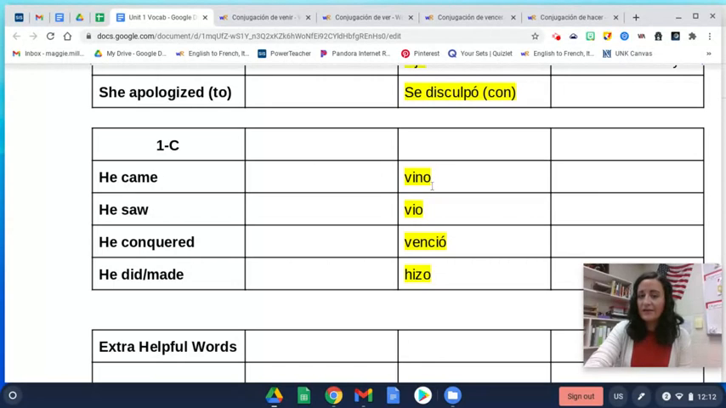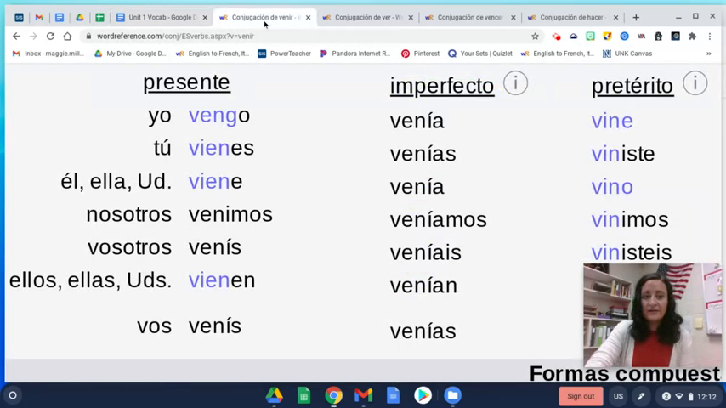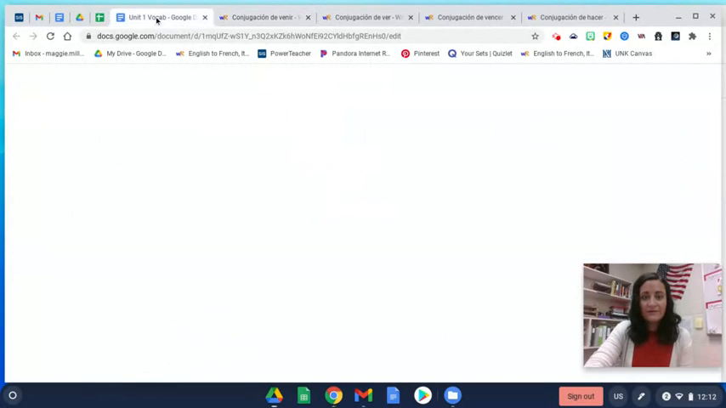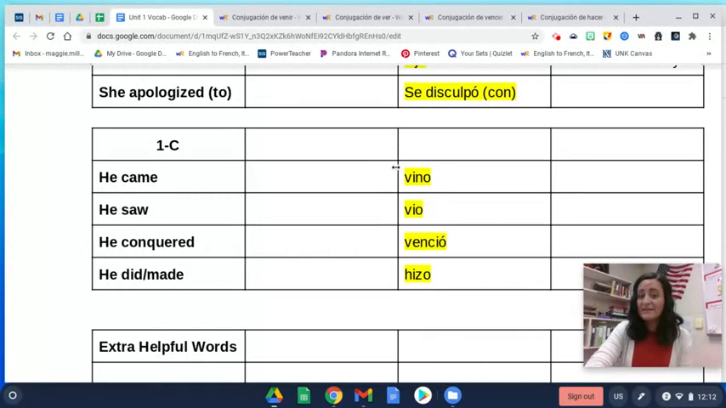Repeat after me: vino. Vino is an irregular verb. In the preterite tense, which is this column, that means "he came." But how do we say "to come"? Class A, it's the verb right here, venir. Can you see that? Compared to the vocab sheet, you can see that it is an irregular verb, so we're going to have an irregular stem and then an irregular ending.